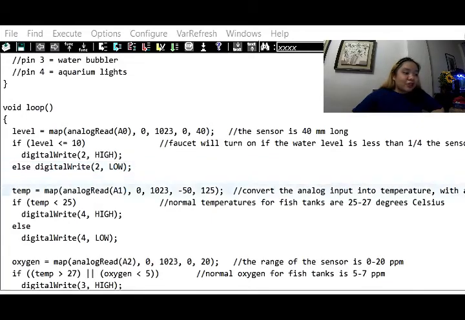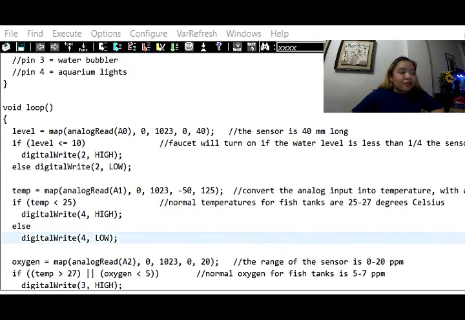Next, for the temperature, waterproof temperature sensors have a range of around -50 to 125 degrees Celsius, which is why we map this through the analogRead. If the temperature is less than 25 degrees Celsius, which is the normal temperature for fish tanks, then pin 4 will turn on. Pin 4 is the aquarium lights, meaning that the aquarium lights will heat up the tank for a bit until the temperature is above 25 degrees Celsius again.